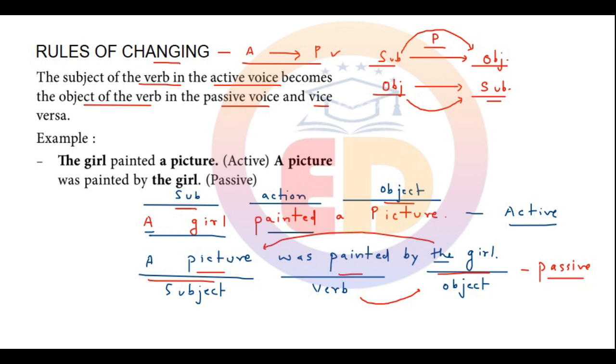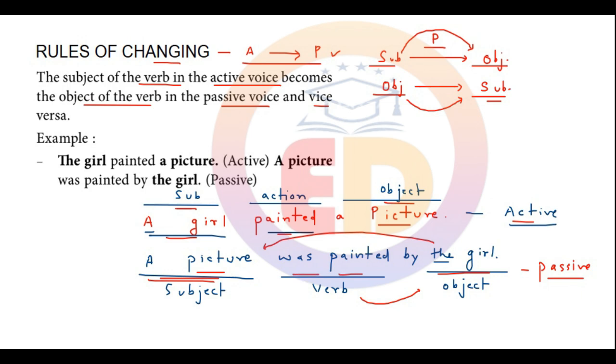यहां पर अ गर्ल पेंटेड अ पिक्चर में अ गर्ल सब्जेक्ट है, पेंटेड एक्शन वर्ड है, वर्ब है, अ पिक्चर ऑब्जेक्ट है. क्योंकि यहां पर गर्ल एक्शन को परफॉर्म कर रही है तो ये एक्टिव वॉइस है, और जब हम इस एक्टिव वॉइस को पैसिव वॉइस में कन्वर्ट करेंगे तो ऑब्जेक्ट अ पिक्चर हमारा सब्जेक्ट बन गया.